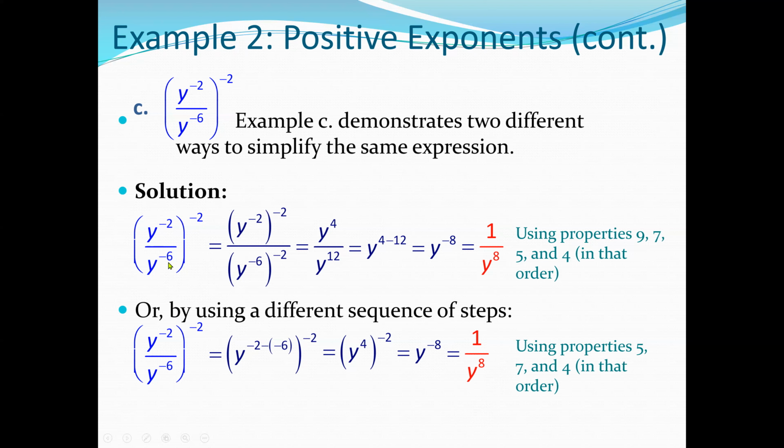So either method will work. In the first method, I use the exponent negative 2 to multiply both the numerator exponent and the denominator exponent, then we continue from there. Or I can just simplify the parentheses first, then multiply the exponent later.